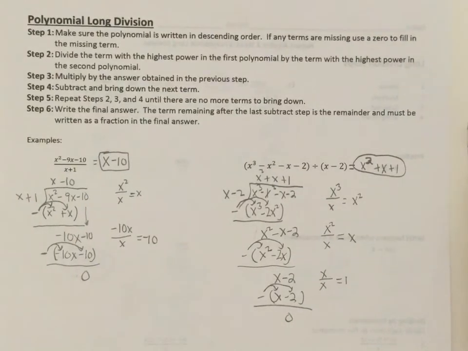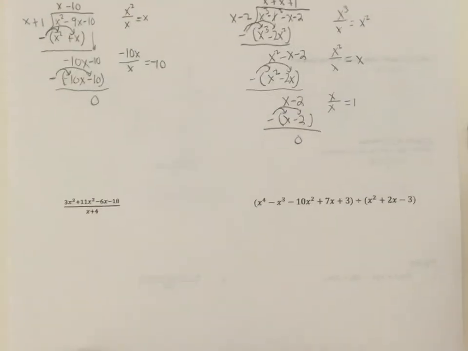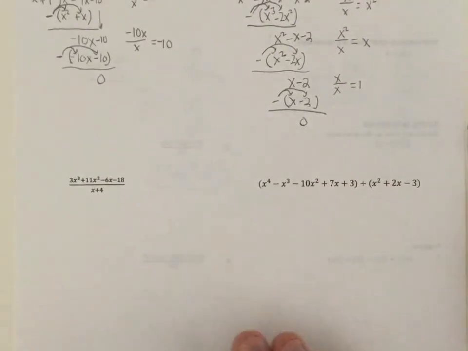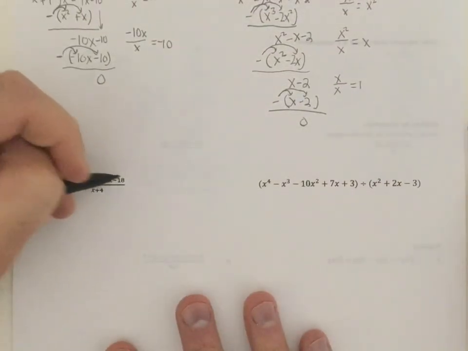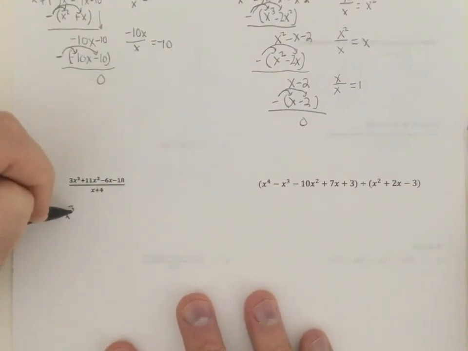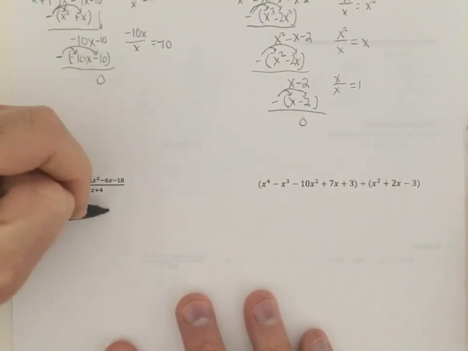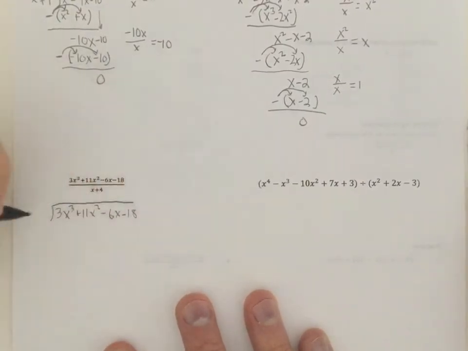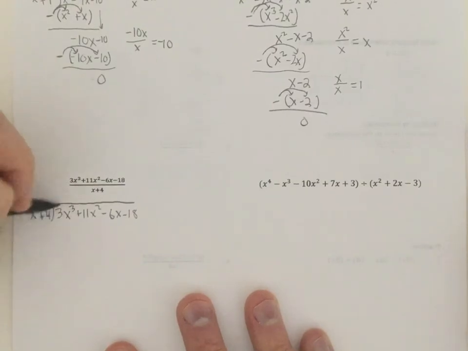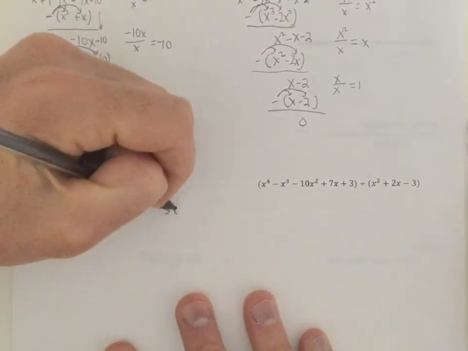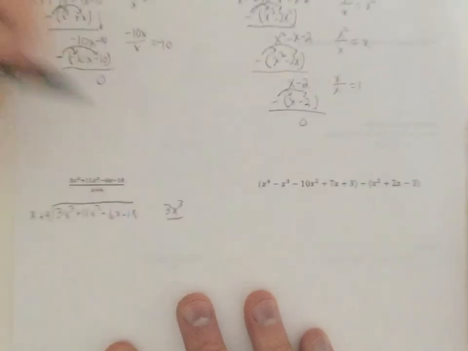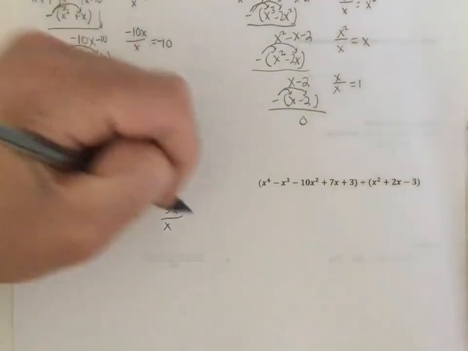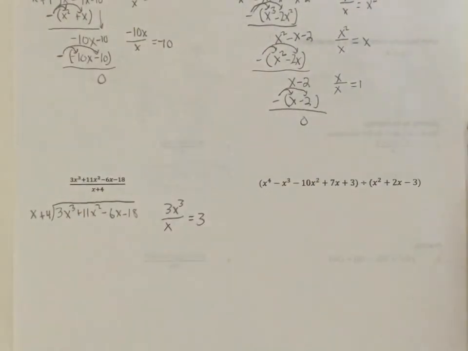All right, 2 more examples, and they get a little bit trickier here because we're going to have some remainders for these. So again, I'm not missing any exponents, so I can start writing this down. And so my first step is I take my leading term, 3x to the 3rd, divided by the leading term of the divisor, which is x. So 3x to the 3rd divided by x is 3x squared.